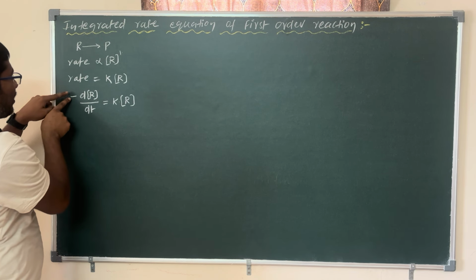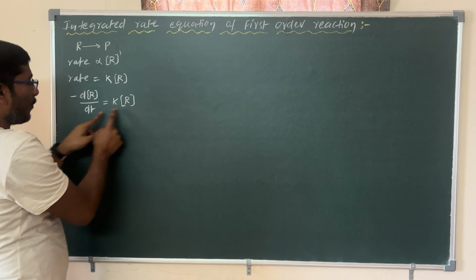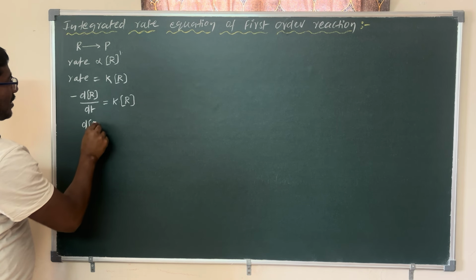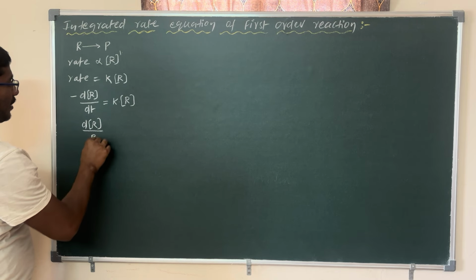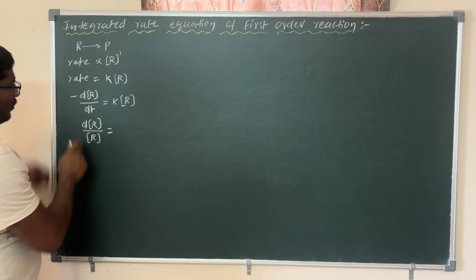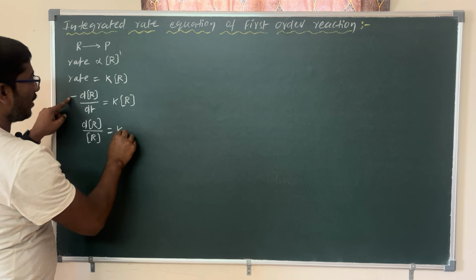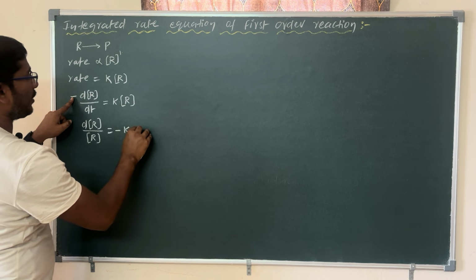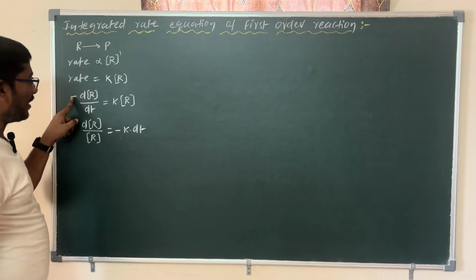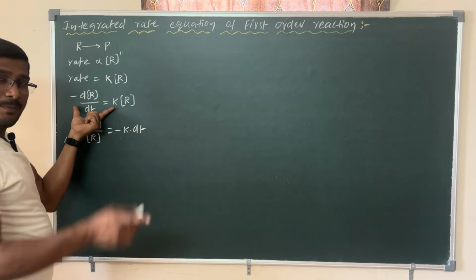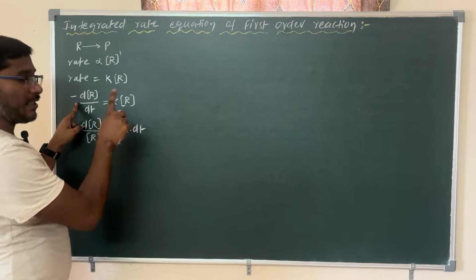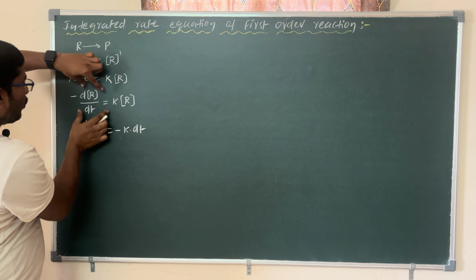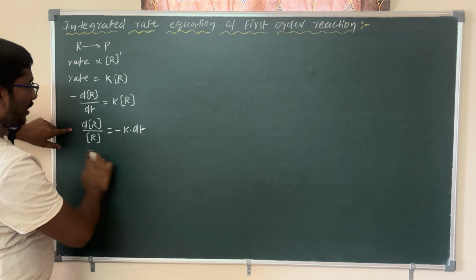Or otherwise, I am sending the minus dt to this side and the concentration of reactants to the other side. So the change in concentration of reactants divided by the concentration of reactants is equal to minus K into dt. This is the differential rate equation in another form. In the previous video I explained that the differential rate equation does not provide clear information about a reaction in general.